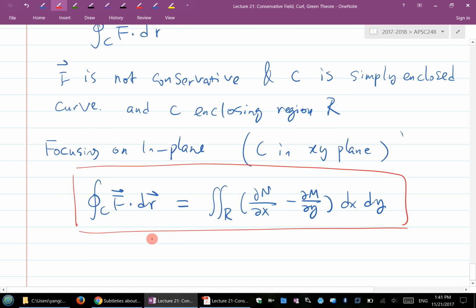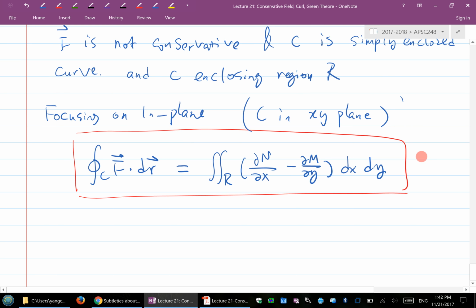But ultimately, it's a connection between what? Between a single integral and a double integral. Okay, a double integral. See, now you see things are starting to come together. This is basically why I say you have so many things involved in the last few lectures.